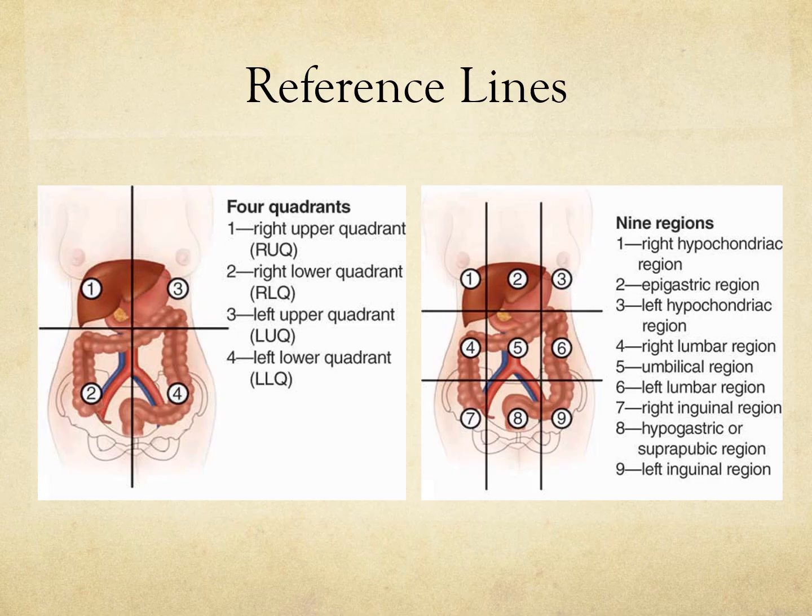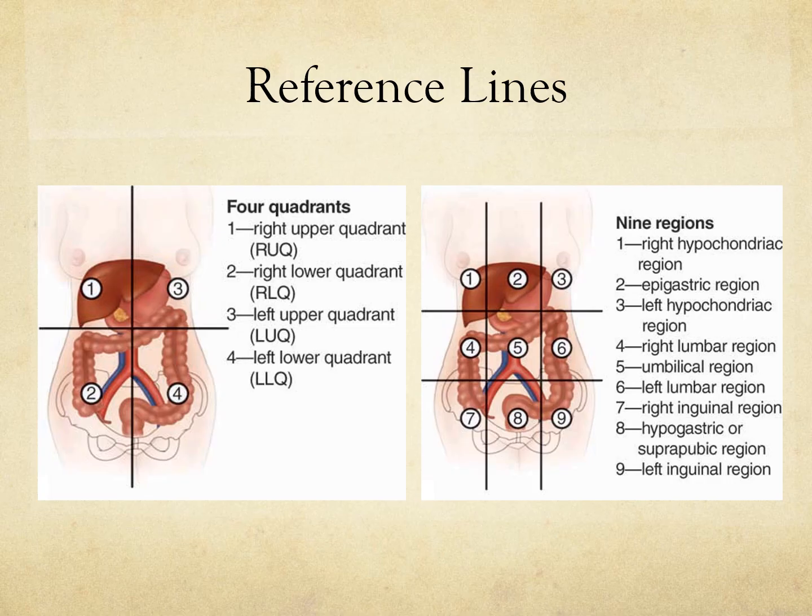The image on the right shows the 9-region system, which is more detailed. This system is often used when describing more specific findings or locations, and you'll see regions such as epigastric, umbilical, hypogastric or suprapubic, and right and left inguinal regions. Epigastric pain may be associated with gastric reflux, ulcers, or pancreatitis, whereas suprapubic pain may point more towards bladder issues, and pain in the right inguinal region could relate to appendicitis or a hernia.